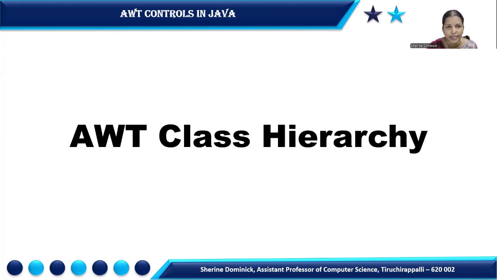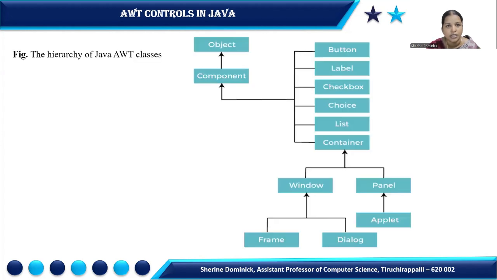Next, we are moving on to the AWT class hierarchy. First of all, we have the Component class. Within the Component class, we have button, label, checkbox, choice, list, and container. Inside container, we have window and panel. Inside window, we have frame and dialog. Inside panel, we have applet. Here we are not going to discuss the applet package. We are going to see how frame, dialog, window, and containers containing all these components are going to work.